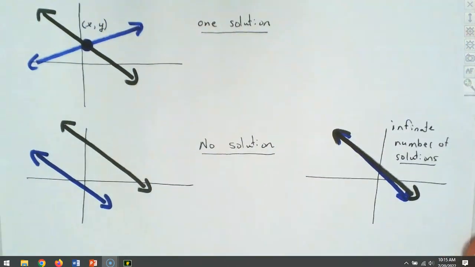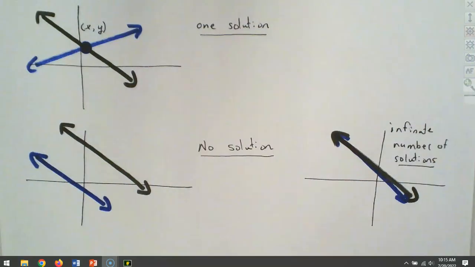So these are our three things that can happen graphically. You can have one solution, and 99% of these are going to have one solution. They can also have no solution, because these are parallel lines, and parallel lines never cross each other. Or you can have two lines that look different but are the same, and that's like an identity.